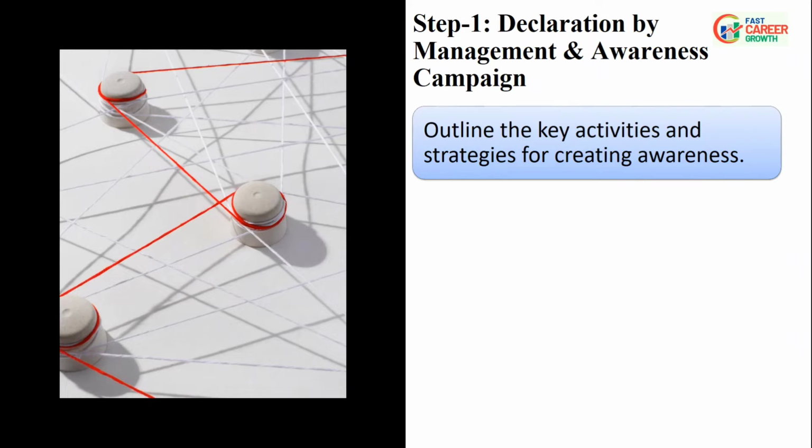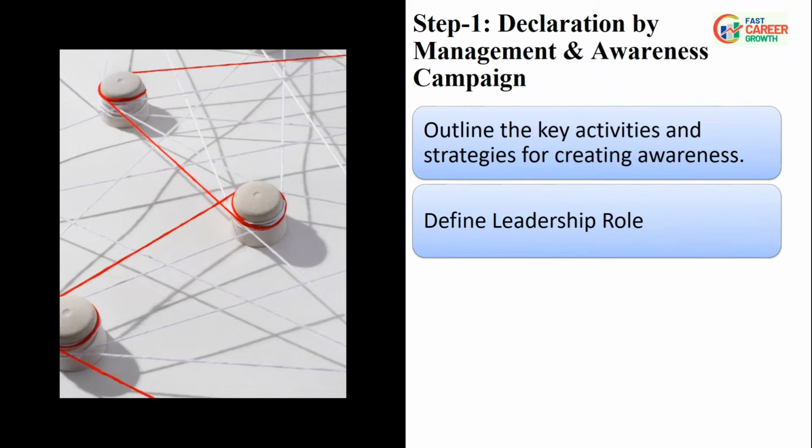Outline the key activities and strategies for creating awareness. These may include conducting orientation sessions to introduce employees to TPM principles, sharing success stories from other organizations to inspire buy-in, displaying posters, banners, and other visual aids to reinforce TPM messages, and encouraging open communication for employees to ask questions and express concerns. Define leadership role.